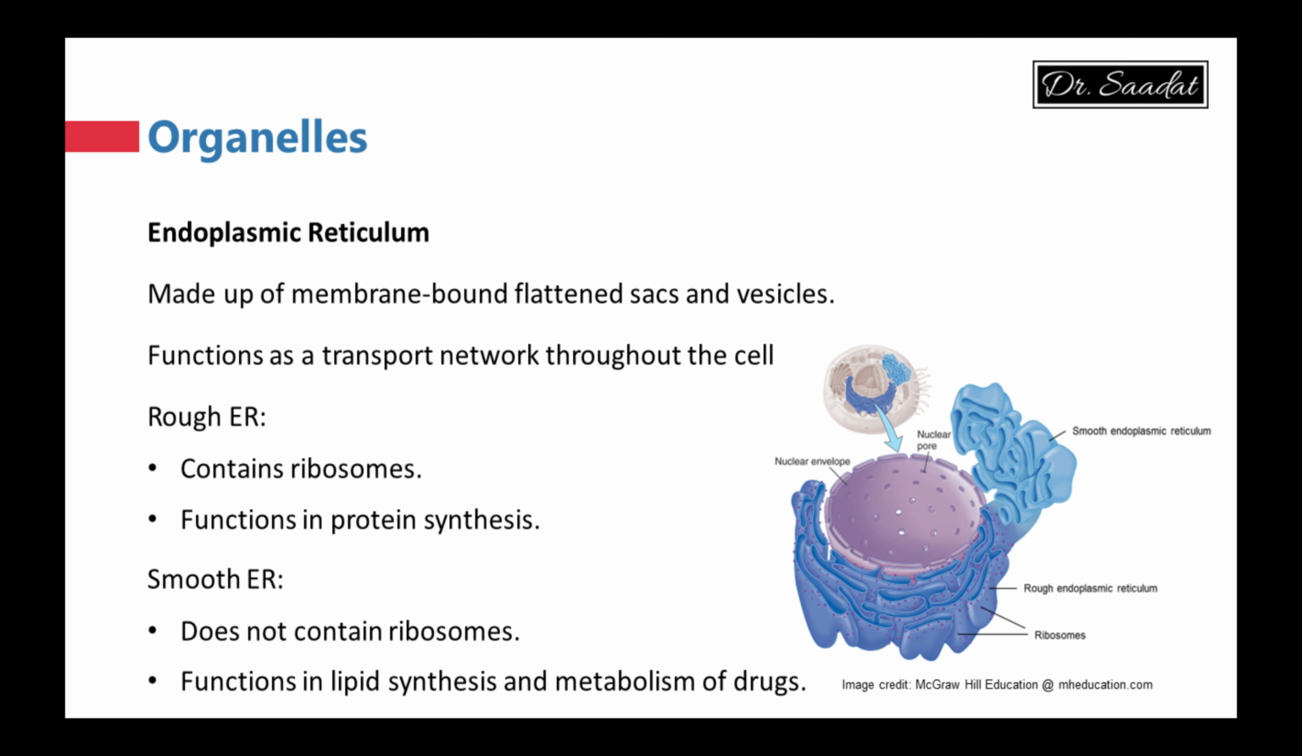Endoplasmic reticulum. Endoplasmic reticulum is a network of interconnected membrane-bound tubules and sacs called cisternae. There are 2 main types of endoplasmic reticulum, each with specialized functions. Rough endoplasmic reticulum. Studded with ribosomes, the rough endoplasmic reticulum is involved in protein synthesis. Smooth endoplasmic reticulum. Smooth endoplasmic reticulum lacks ribosomes and is involved in various functions like lipid synthesis and metabolism of drugs.